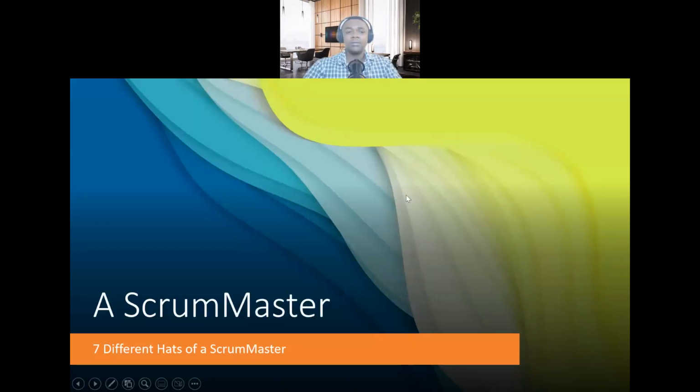Okay, so today we'll be looking at the 7 different hats of a Scrum Master. Like I said initially, a Scrum Master performs a number of duties. We understand that the Scrum Guide summarizes the different functions of a Scrum Master. It could be his duties or how he could collaborate with a product owner, how he can help an organization to transition from waterfall to agile or to maintain agile, or how he or she could also work with developers to make sure that they are doing efficiently well.